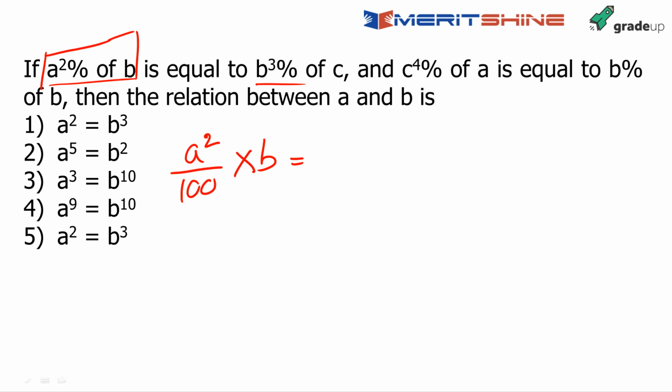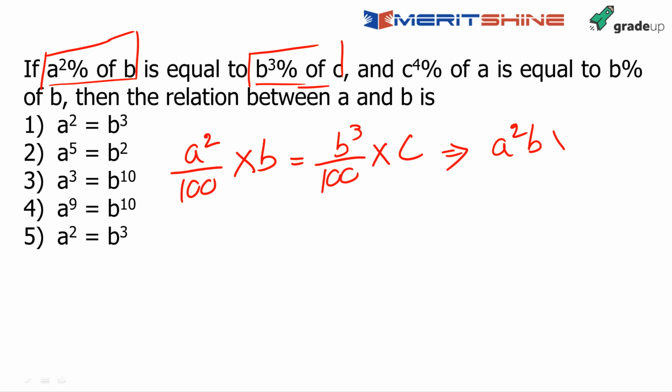Okay, when everything is in percentage, let me just write this part as well. B cube percent of C, so this is B cube by 100 into C, fine. If you solve this, you get the first stage would be A square B is equal to B cube C, fine.